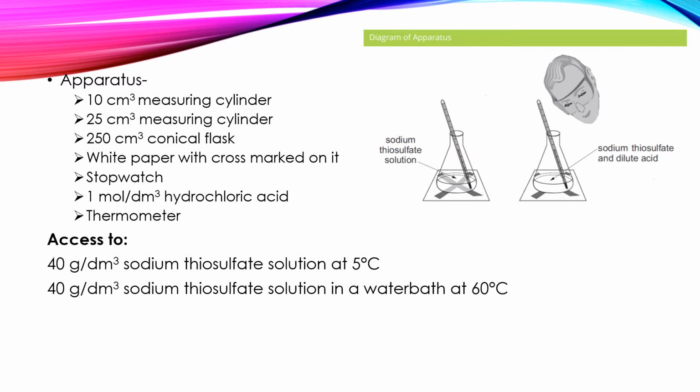So for this reaction, you are going to need a 10 cm³ measuring cylinder, a 25 cm³ measuring cylinder, a 250 cm³ conical flask, a piece of paper, a stopwatch, 1 mole hydrochloric acid, a thermometer, and access to two different sets of sodium thiosulfate solution at two different temperatures, which here are shown as 5 degrees and 60 degrees. If you take a look at the diagram in the top right hand corner, it just gives you an example of how to set up your apparatus and how you will be running the experiment.